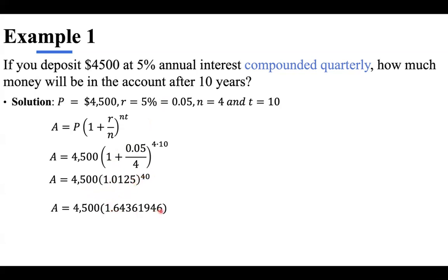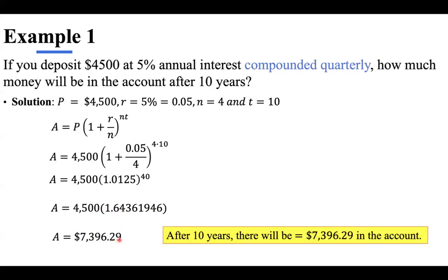This number, 1.64 and so on, do not round this number to 1.6 or 1.64. That will give you an answer that is a little bit off. So try to keep as many digits as possible. That number times this will give you 7,396.29. So that means after 10 years, you will have $7,396.29 in the account.